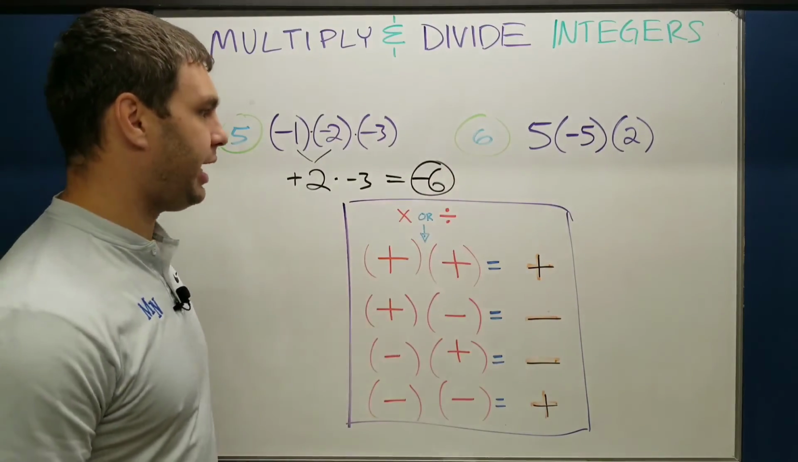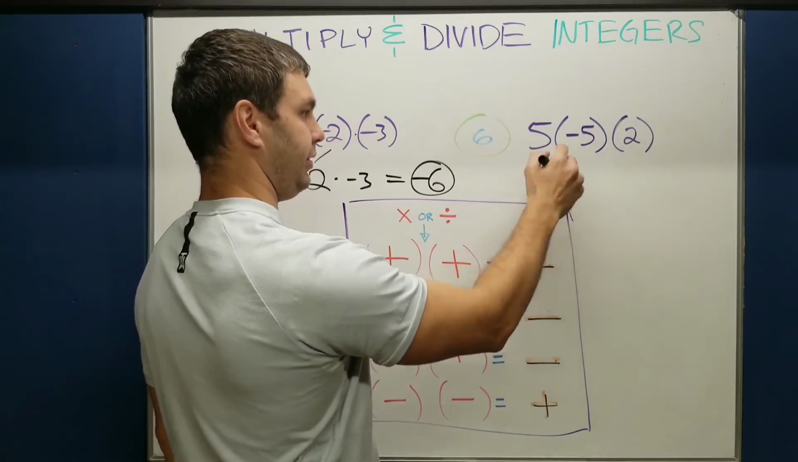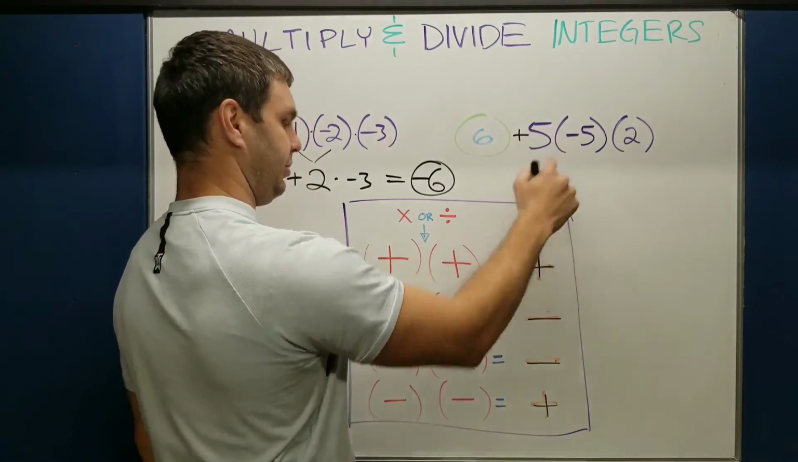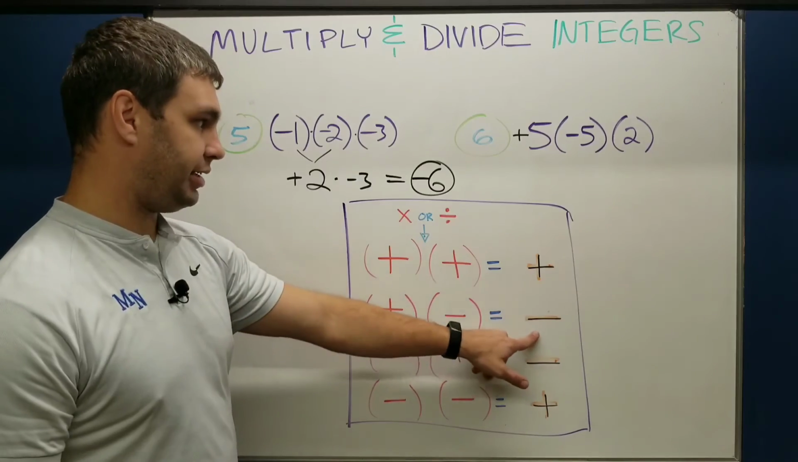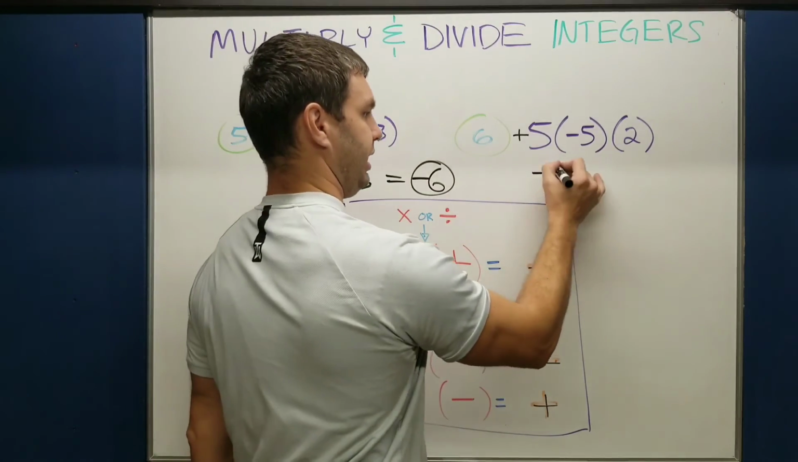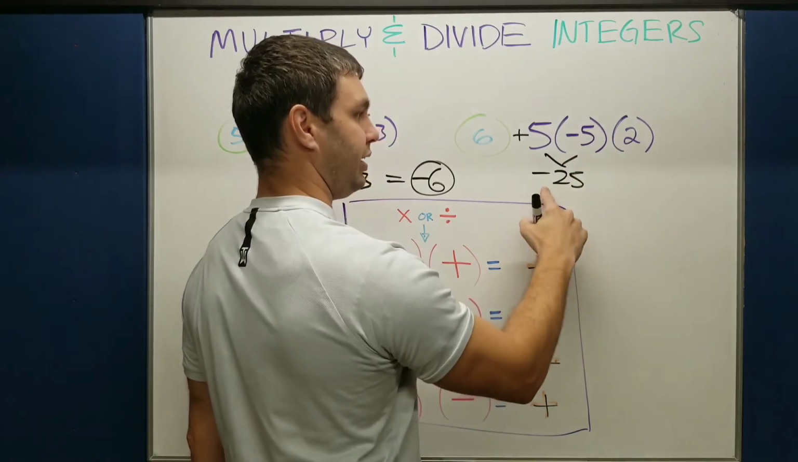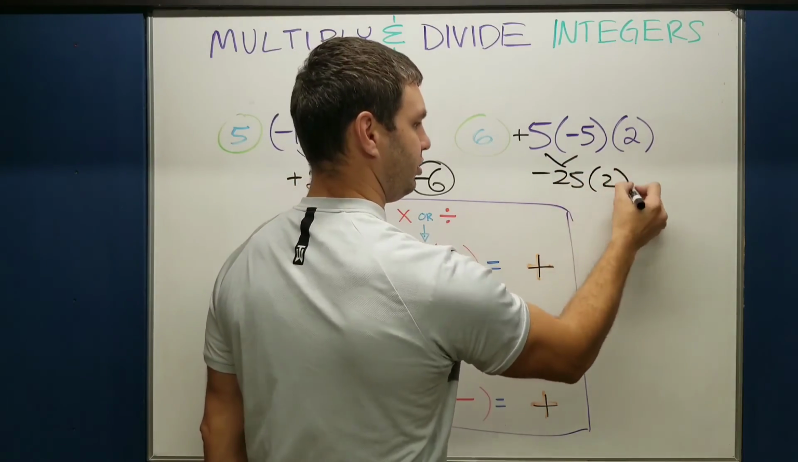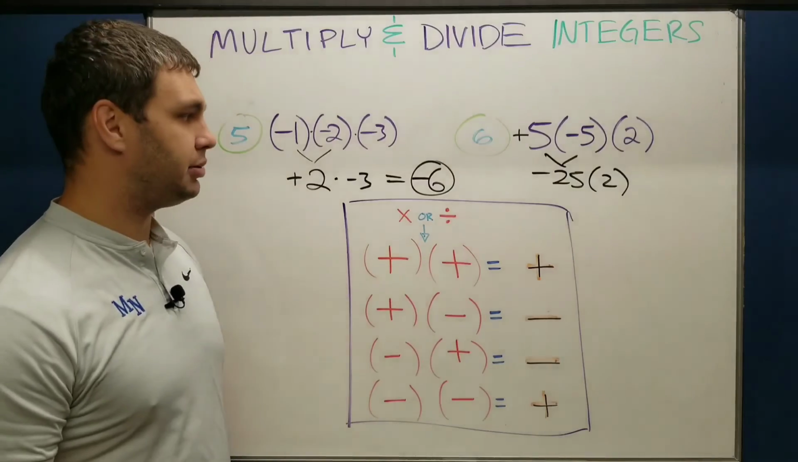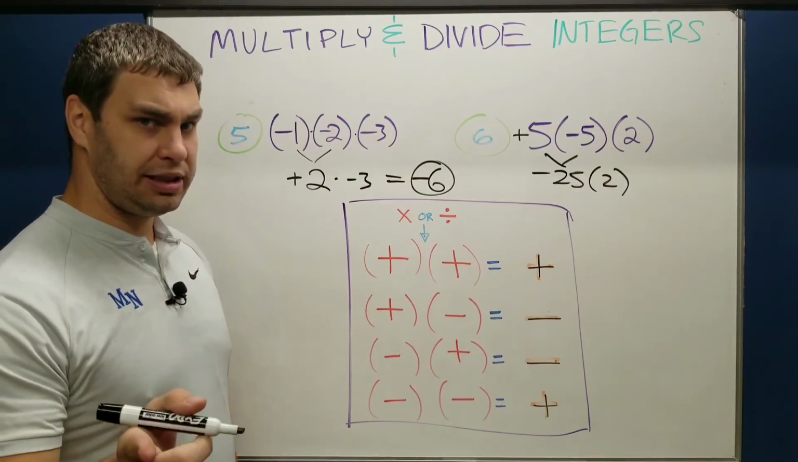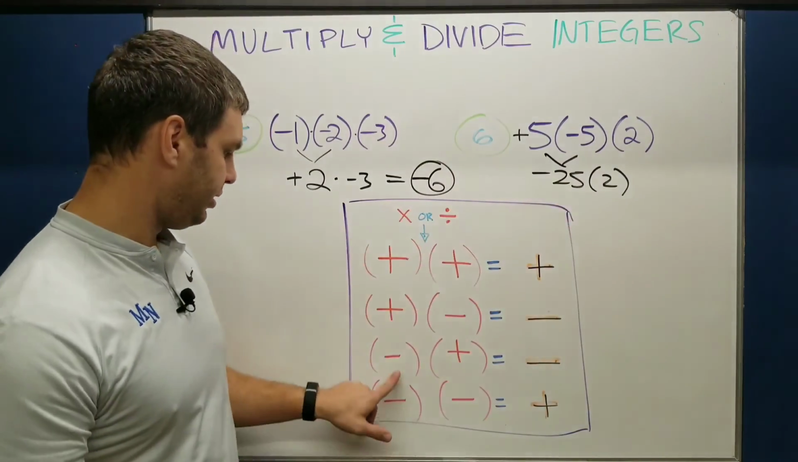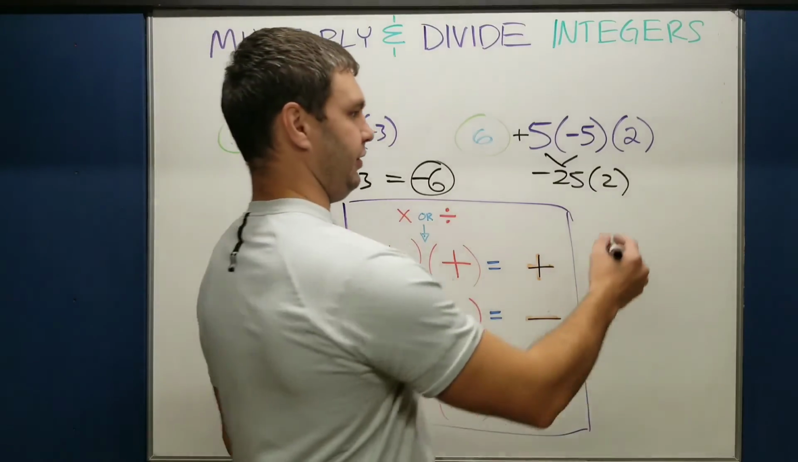Number 6, last one, says 5 times -5. Well, this is a positive times a negative. Positive times a negative is a negative. So it's going to be negative something when I combine those. 5 times 5 is 25. -25 times a 2. Well, -25 times 2 is 50. And then a negative times a positive is a negative. So -50.